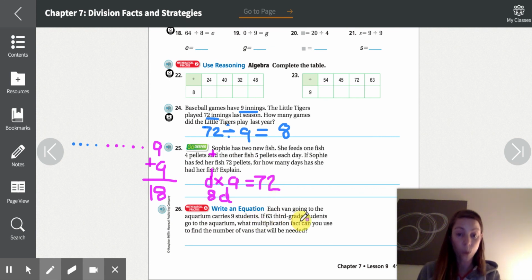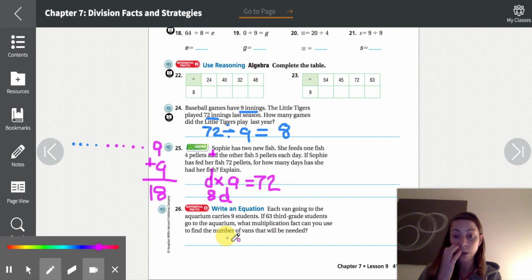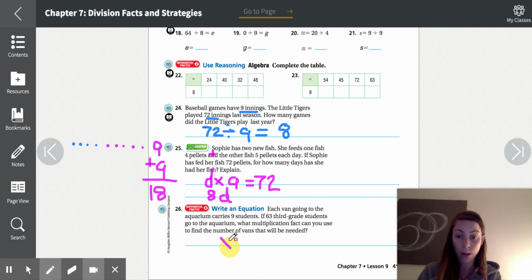63 is the total. 9 is how many in each. So they want me to use multiplication, and how do I write multiplication? Well, okay, so I'm going to have 9. The first number in multiplication tells me how many groups. So that'd be like the vans. The second number in multiplication tells me how many in each. I know that, it's 9.